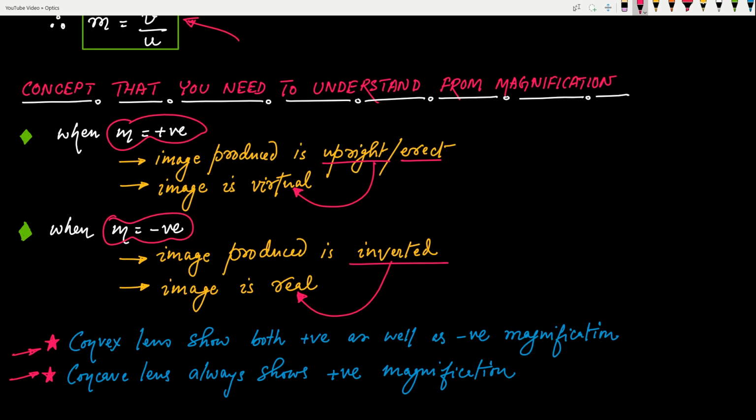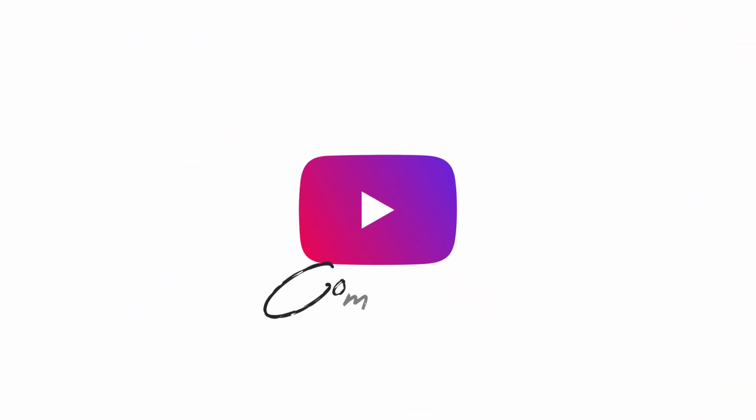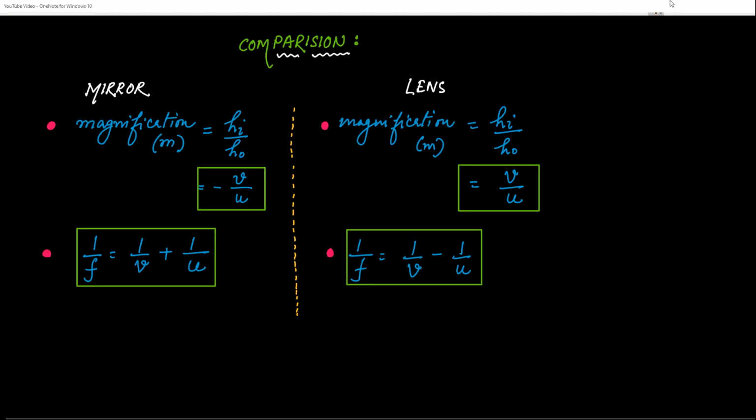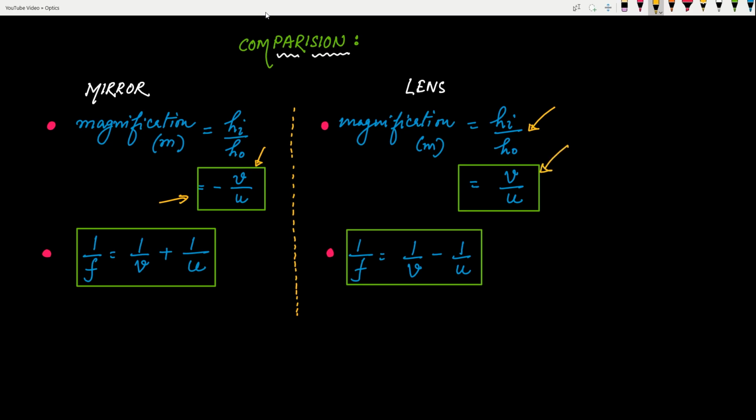Now let's move on to our next concept, that is, comparing the concept of magnification for lens and mirror. If you look into this comparison chart that I have created for you, for mirror and lens, we see that magnification for a mirror is given as HI by HO, and in terms of V and U, it is given as M is equal to minus V by U, isn't it? Whereas for a lens, even though the definition is HI by HO, we get the formula to be V by U. So there is no negative when it comes to a lens.